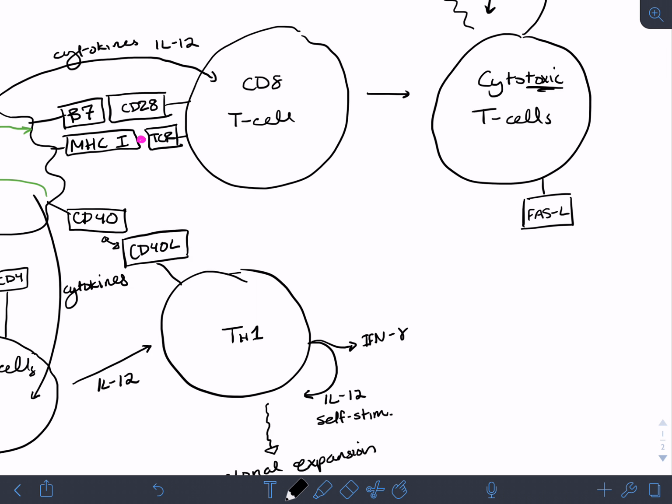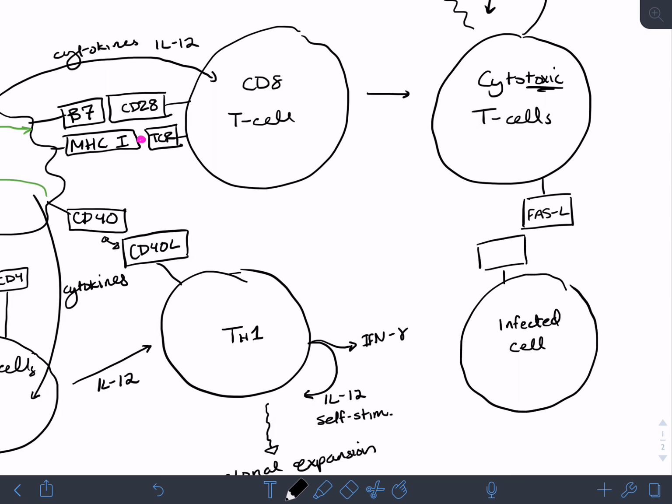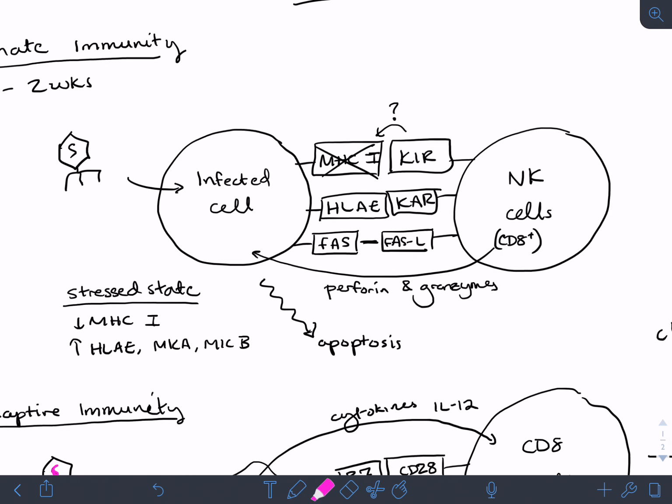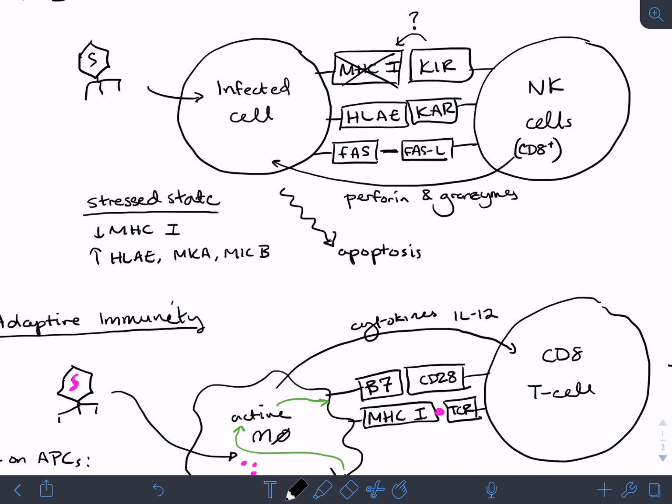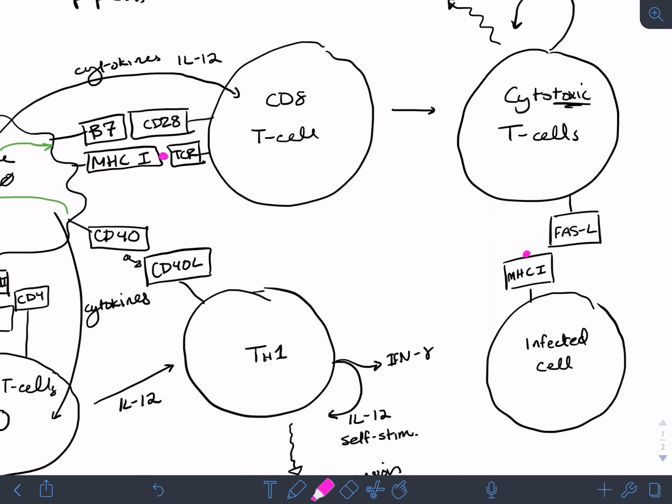Okay? So now you're going to have an infected cell. Your cytotoxic T cell is going to come and find an infected cell. So this infected cell is going to have MHC1 on it. And this MHC1 has the antigen on it, right? That should make sense. But actually, remember we said over here that when you're in a stressed state, your cell is going to stop the expression of MHC1. So how does this infected cell have an MHC? As we said right here, an infected cell is not going to have MHC1 on it. So how did I just draw this infected cell with an MHC1?